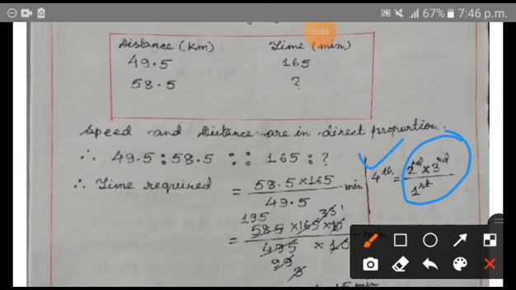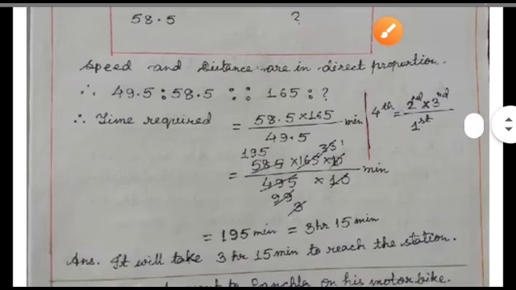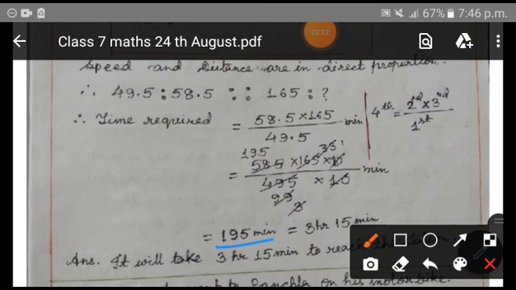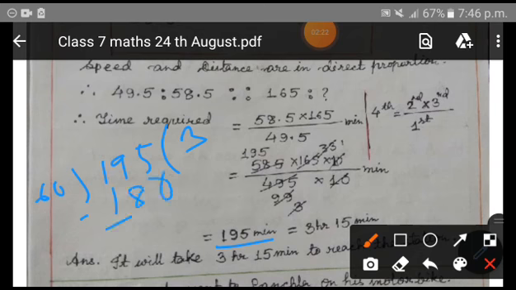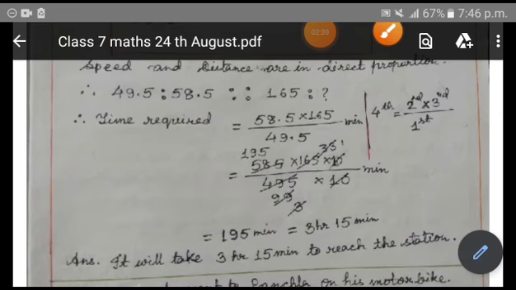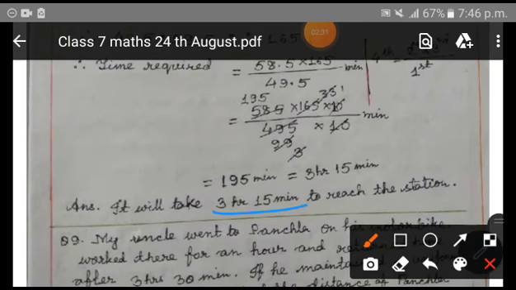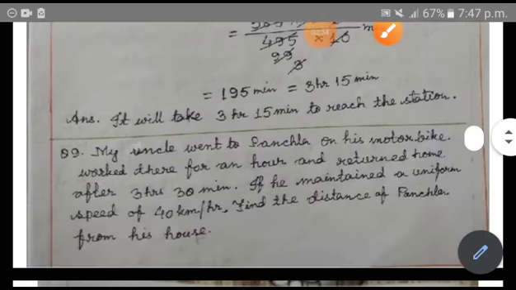So here after calculation we have got 195 minutes. Now in order to convert it into hours and minutes, what you will do is you are going to divide this 195 with 60. You know that 3 sixes are 18, 3 sixties are 180. Then after that the remainder will be 15. So 3 hours 15 minutes is the answer. So the required time is 3 hours 15 minutes. Let us move to the next question.